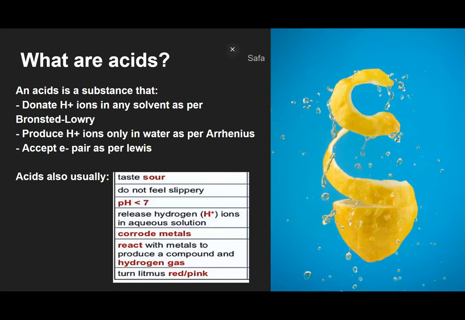Okay, so what are acids? An acid is a substance that donates H plus ions in any solvent as per Bronsted-Lowry. It produces H plus ions only in water as per Arrhenius. It accepts an electron pair as per Lewis. Acids also usually taste sour and do not feel slippery. They have a pH less than 7. They release hydrogen, which is H plus ions, in an aqueous solution, corrode metals, react with metals to produce a compound and hydrogen gas, and turn litmus to red and pink.